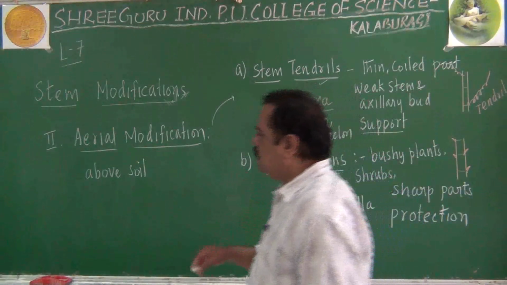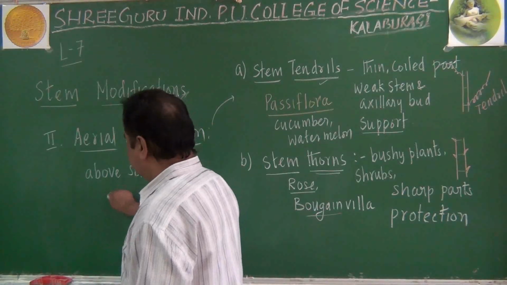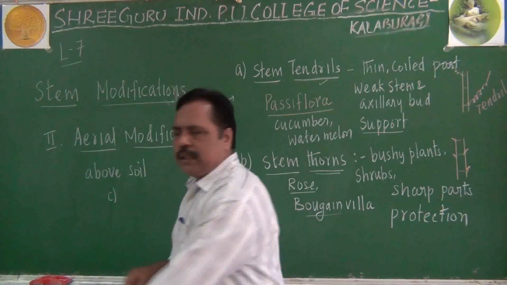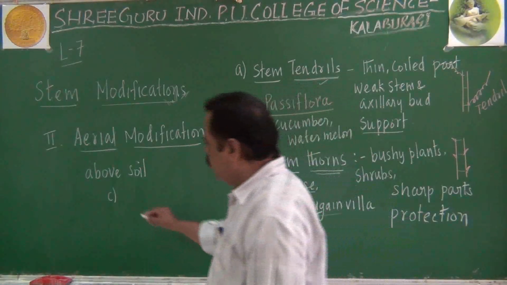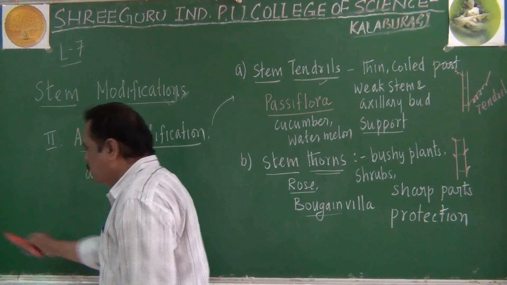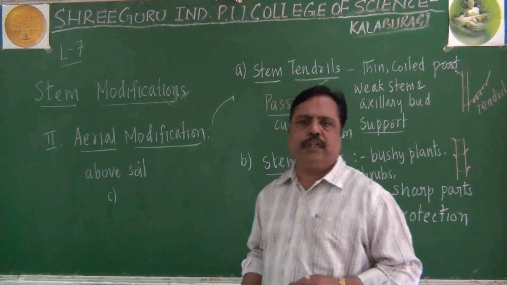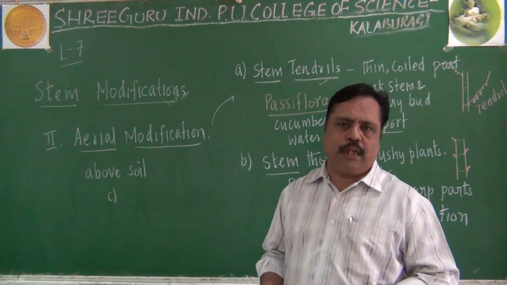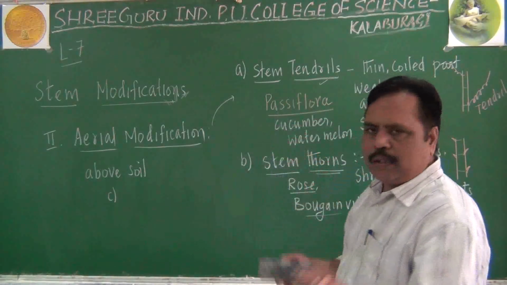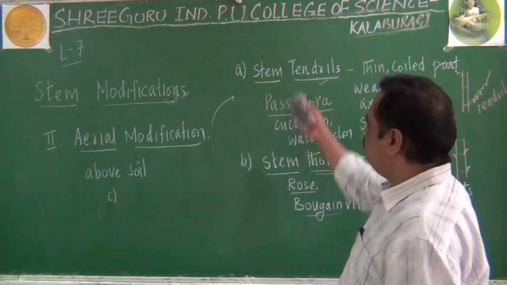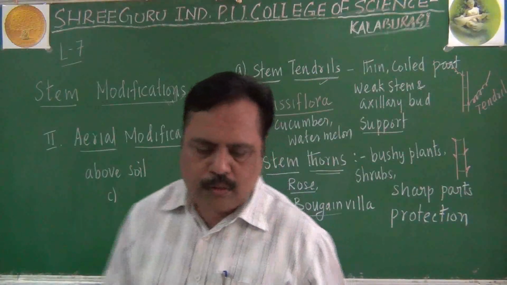There is a third type of aerial stem modification also. The third one: stem tendril, stem thorn, I told you, and there can be one more example like phylloclad. Often in 2 mark questions, this phylloclad is asked. I will explain about phylloclad after half a minute. Just to make note of this point, stem tendril and thorn, you just write it.